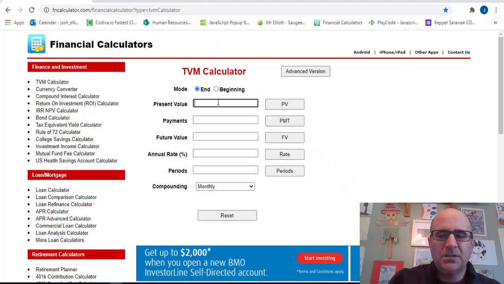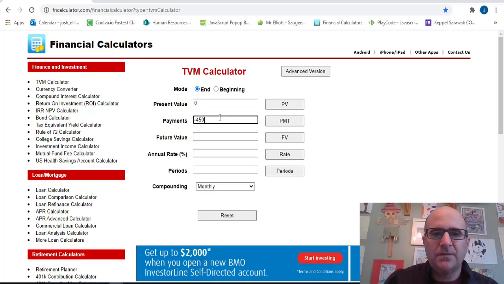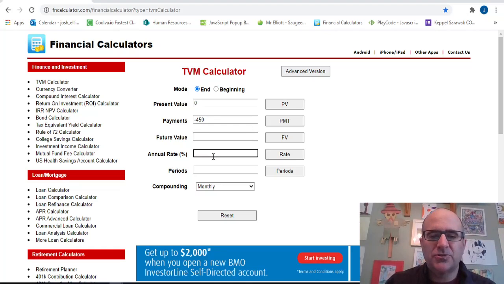Our present value in this example would be 0. The payments that the student makes were $450 per month. We're looking for the future value. The interest rate was 3.5%. And again, there were 48 months or 48 periods. And again, this one's already on monthly, so that's good. So I solve for the future value. And sure enough, I get the exact same answer of $23,148.94.